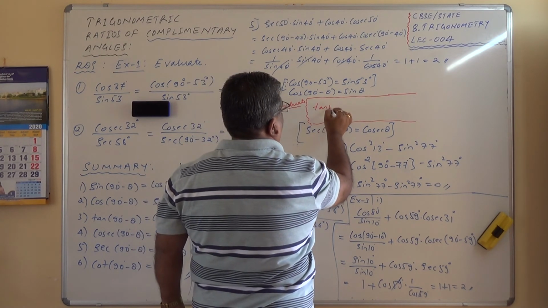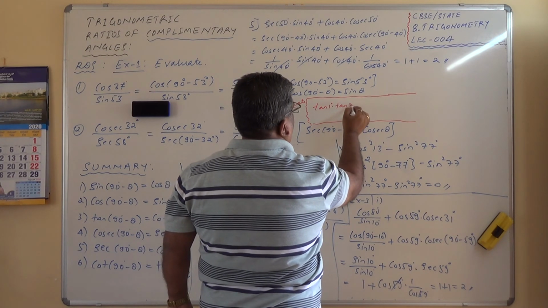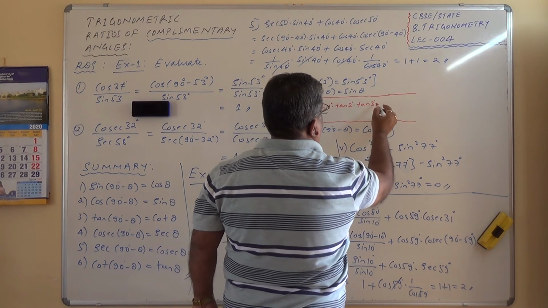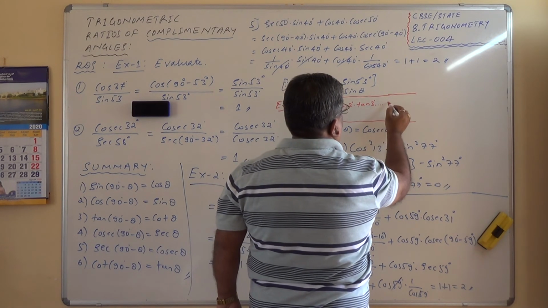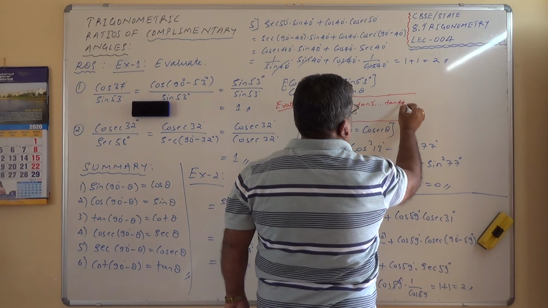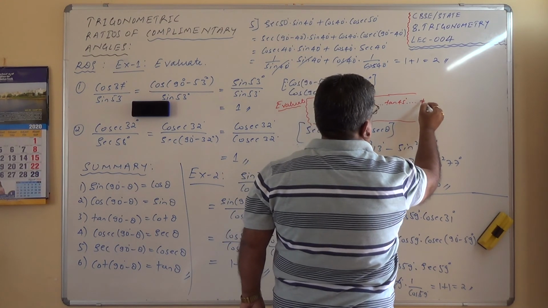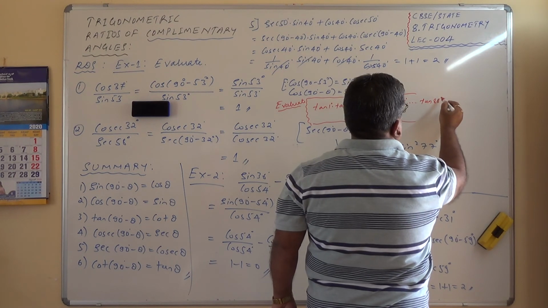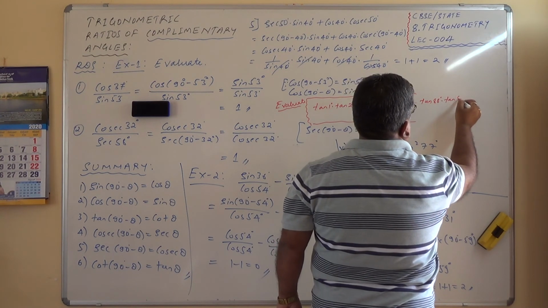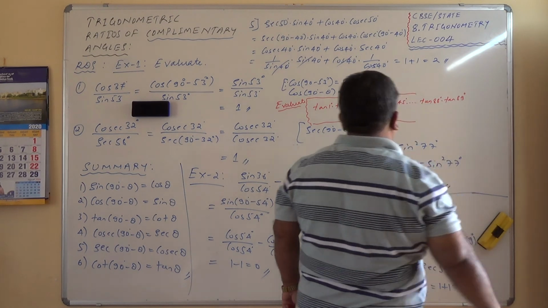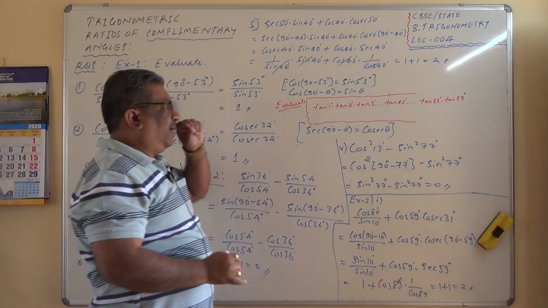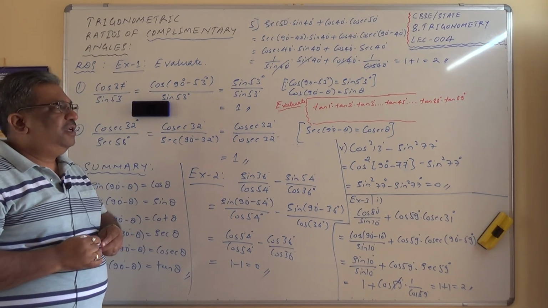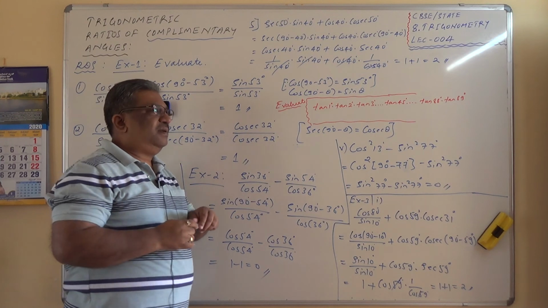Tan of 1 degree into tan of 2 degrees into tan of 3 degrees dot dot dot tan of 45 degrees dot dot dot tan of 88 degrees into tan of 89 degrees. This is what you need to evaluate. Clear? This question is based on complementary angles.